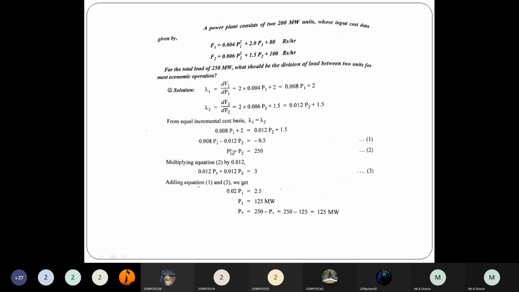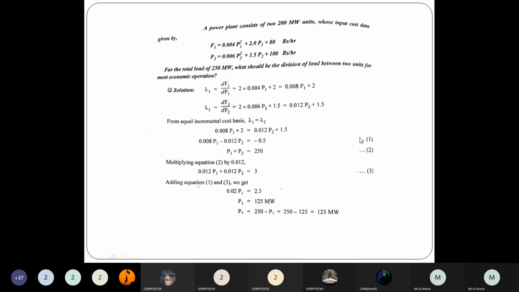Solve the equation. You make the equation as p1 plus p2 is 250 given in the problem. Remaining, it is 0.008 p1 minus 0.012 p2 equal to minus 0.5. So we have two equations, solve it. So multiplying equation 2 by 0.012 in order to solve the equation. 0.012 p1 plus 0.012 p2 equal to 3.